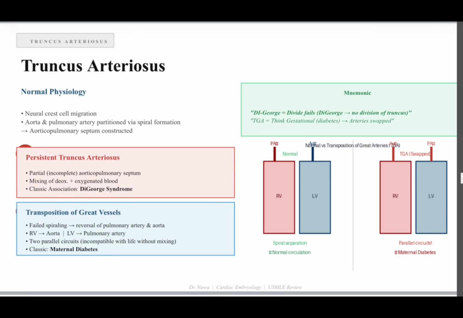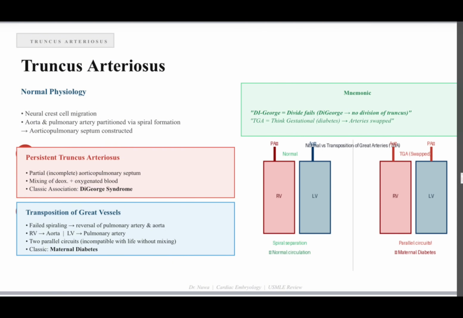Truncus arteriosus. Neural crest cells migrate in and partition it through a spiral. Partial failure gives you persistent truncus arteriosus, mixed blood, and the classic association is DiGeorge syndrome, 22q11 deletion. Remember catch-22: cardiac defects, abnormal facies, thymic aplasia, cleft palate, hypocalcemia.